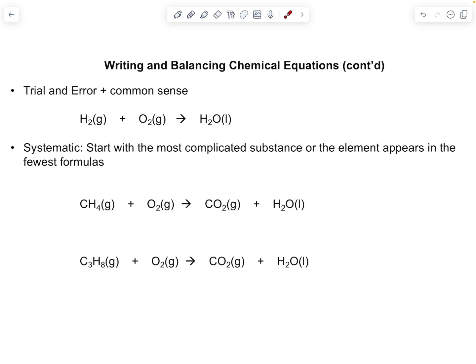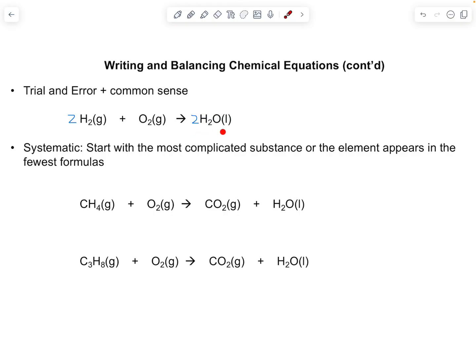One is the trial and error method, and basically you follow some common sense. For instance, reacting hydrogen and oxygen, generating water. Because both hydrogen and oxygen are diatomic molecules, and in the product water, hydrogen and oxygen have a 2-to-1 ratio, it would be really natural for you to put a 2 here, and therefore you would have a 2 here. By doing that, you notice that you have 2 hydrogen molecules, so a total of 4 hydrogen atoms on the reactant side.